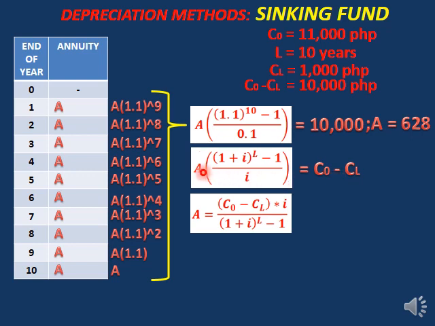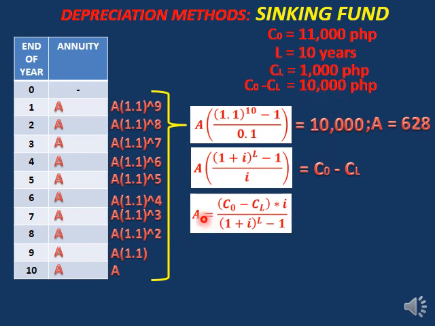So if we divide both sides by this expression, we get that A equals, well, this is just algebraic manipulation, this quantity here. So A = (CO minus CL) times i over (1 plus i) raised to L minus 1. A is the amount necessary to be deposited in the bank so that we can accumulate the same amount of 10,000 after the life of the machine.